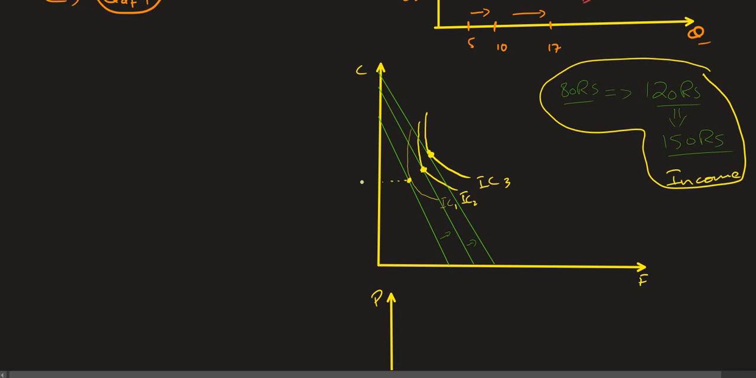Okay, so first of all he was buying, for example, 20 units of clothing, and he was buying 5 units of food. When his income increased, there was another indifference curve which became tangent to his budget constraint, and now he is consuming 25 units of clothing and, for example, 10 units of food. When his budget increased from 120 rupees to 150 rupees, he increased his consumption to 30 units of clothing in our case, and, for example, 12 units of food.